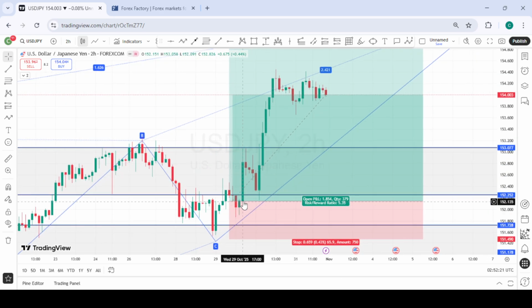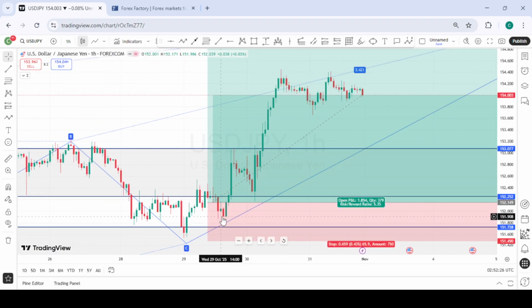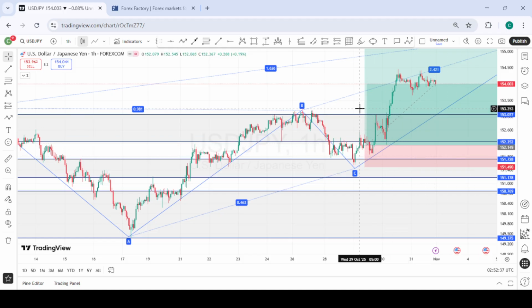So we were able to get our entry around this area. I think it was on the 1 hour, yes. So we got this entry from this 1-hour bullish engulfing candle. That's where we took our entry, and we are holding this trade to the deep crab pattern PRZ.